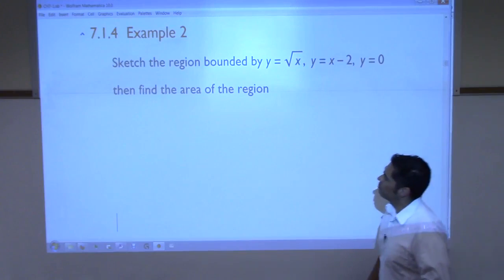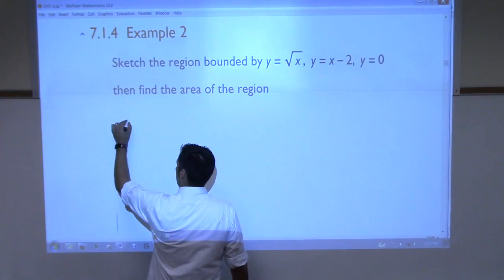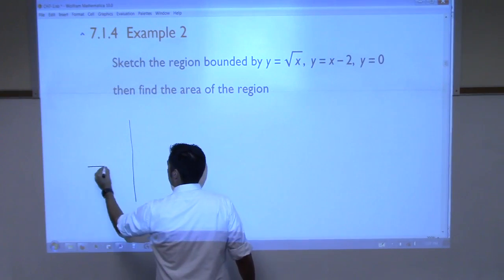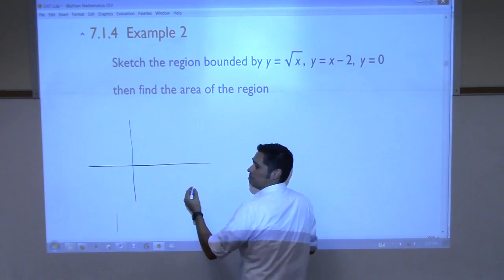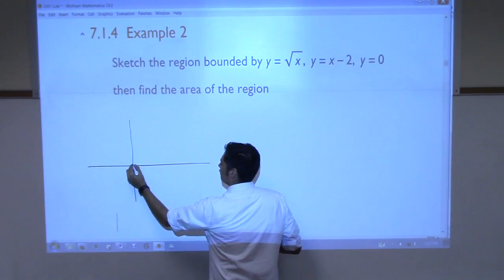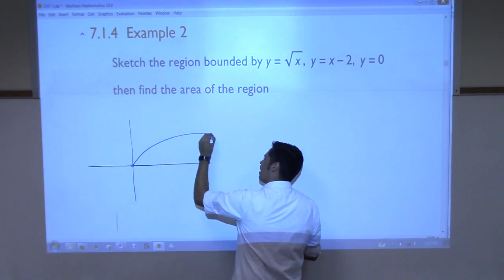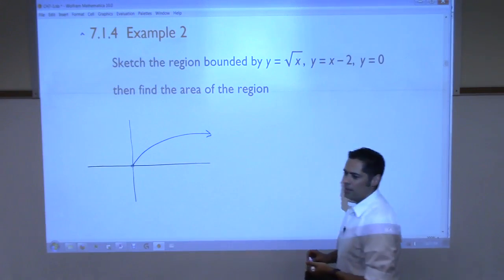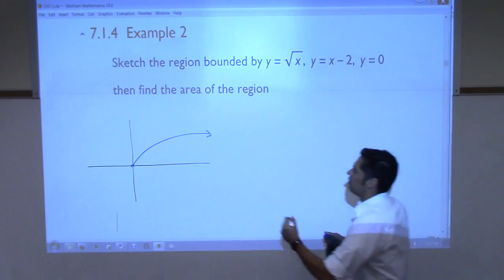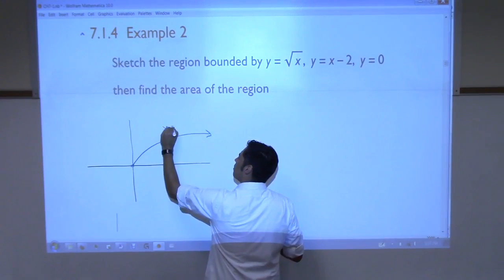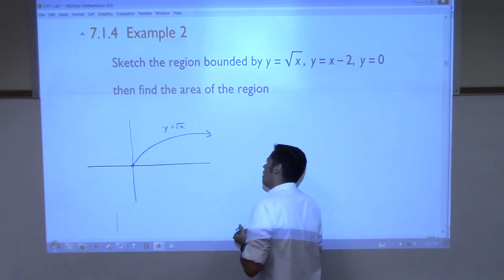Let's start with drawing the region. Square root of x. We're all very comfortable with root x. Kind of looks like a parabola that got cut in half and laid on its side, right? That's what square root of x is. I'll go ahead and put that here. Y equals root x.